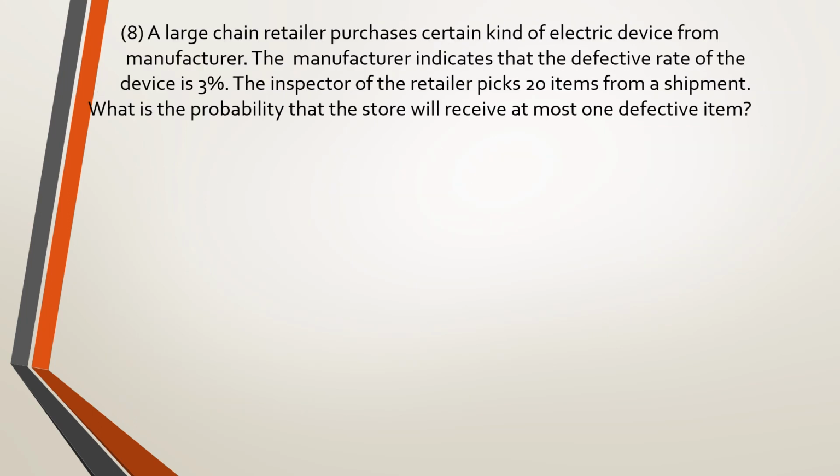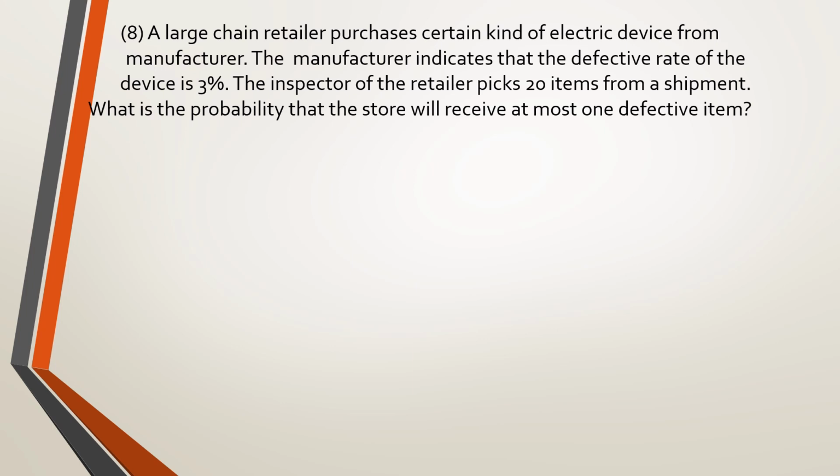Next up, a large chain retailer purchases a certain kind of electric device from a manufacturer. The manufacturer indicates that the defective rate of the device is 3%. The inspector of the retailer picks 20 items from a shipment. What is the probability that the store will receive at most one defective item?